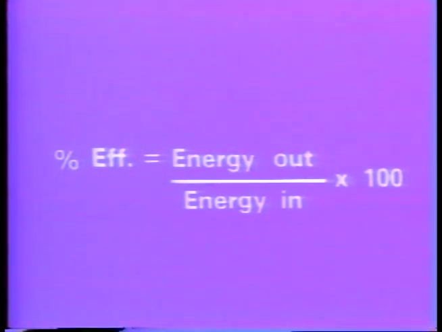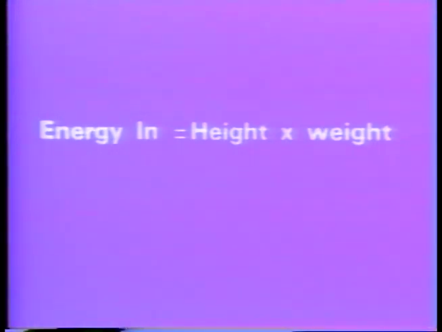Well, let's apply the efficiency equation to the bouncing ball we saw earlier. In order to calculate efficiency, we need to know the energy out and the energy in. The energy in can be determined by the potential energy possessed by the ball before it's dropped. The equation we'll use is energy in equals height times weight. If the ball is held 3 feet in the air and weighs 1 pound, then the potential energy is 3 feet times 1 pound, which equals 3 foot-pounds. This is the amount of energy going into the ball.